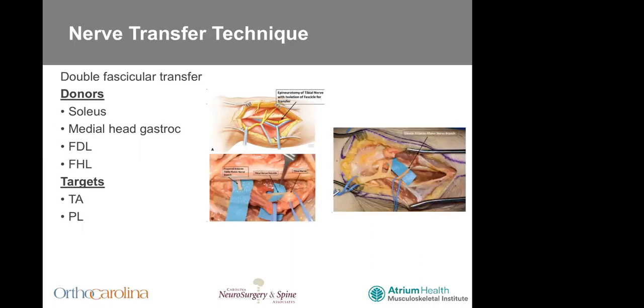This was originally described by the group at Mayo, but modified by our group here. They do a single fascicular transfer. The hand team does a double fascicular transfer. Donors usually come from soleus, the medial head of the gastroc, the flexor digitorum longus tendon, or the FHL tendon, based on intraoperative nerve stimulator studies, and they ultimately target the tibialis anterior and the peroneus longus.